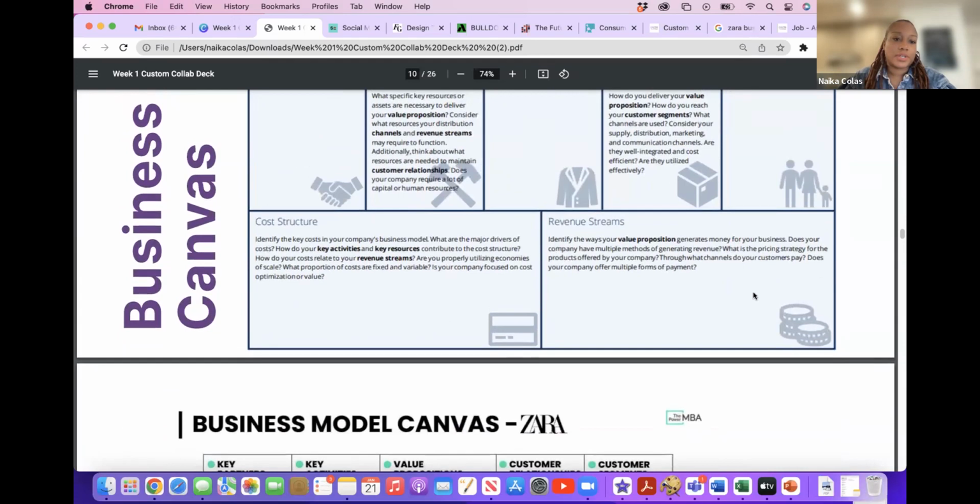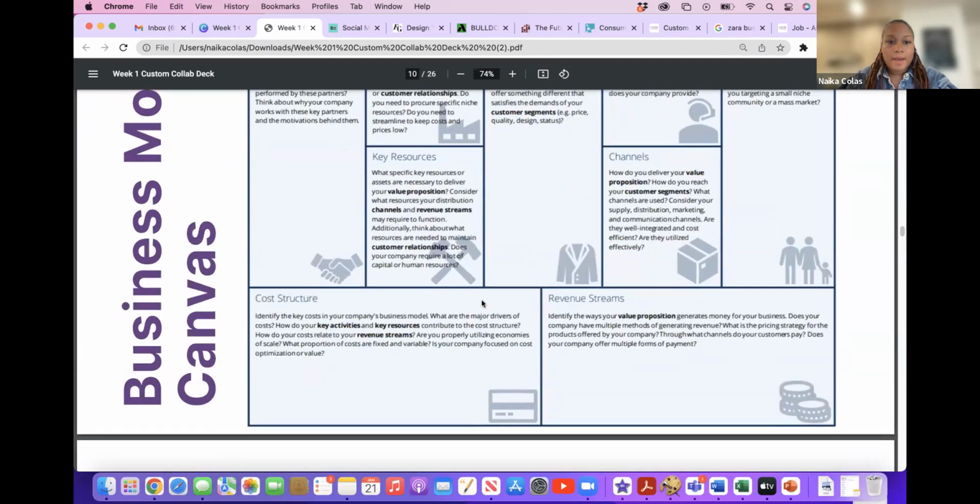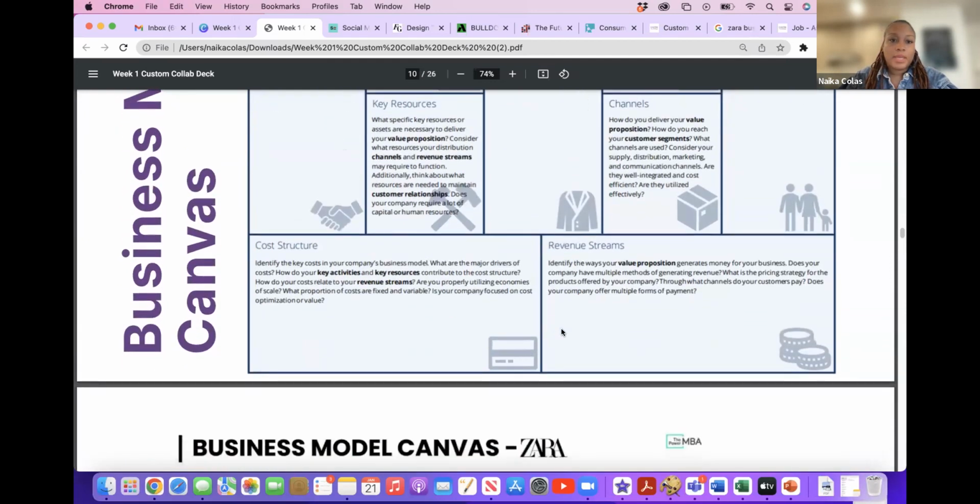Now your cost structure would be identifying key costs in your company's business model. Key costs would be here: your relationships, your channels, and your business model. And then what are the major drivers of cost? Should you lower the cost of marketing? How much are you allocating to marketing? How do your key activities and key resources contribute to the cost structure?